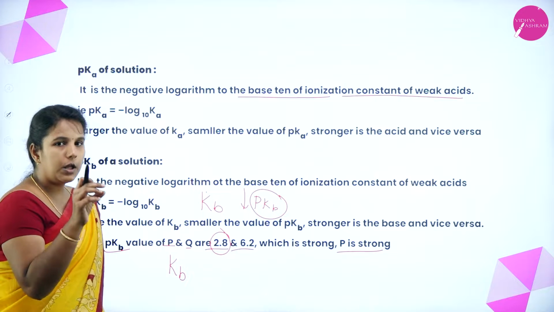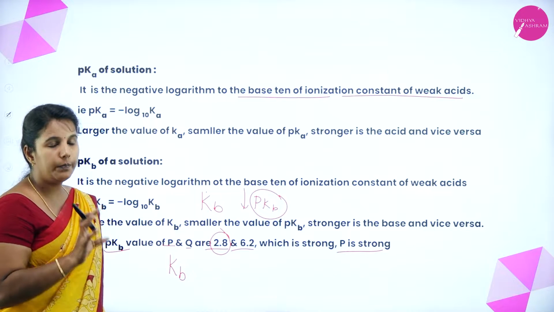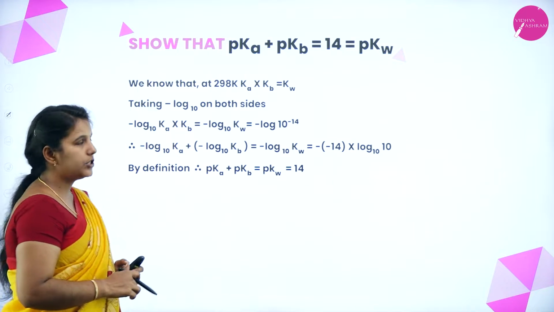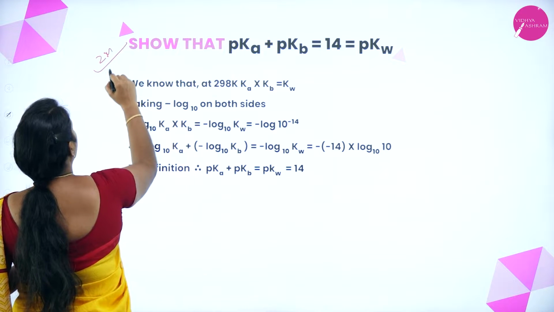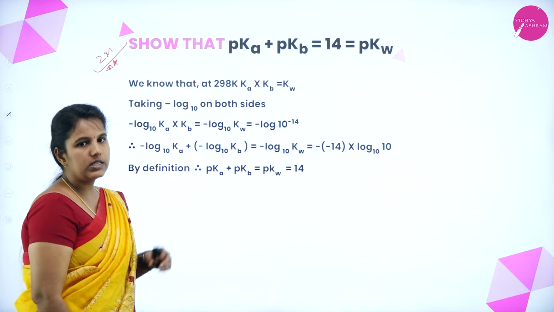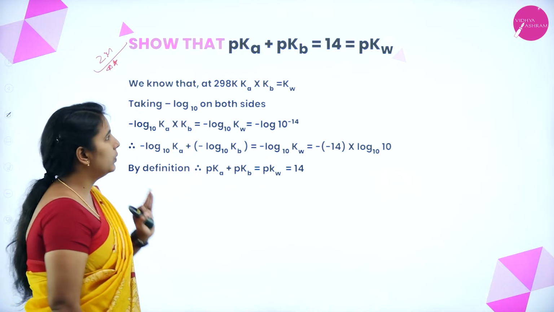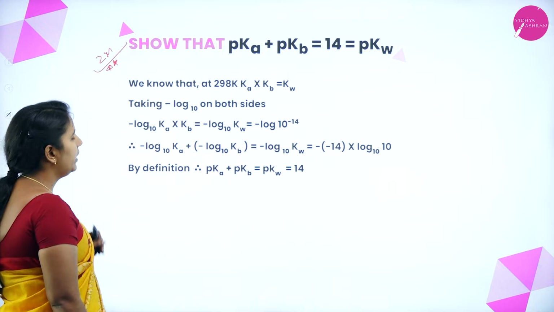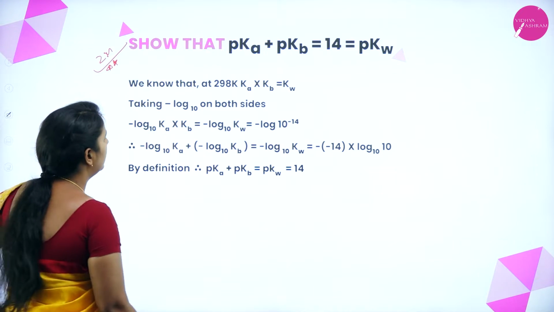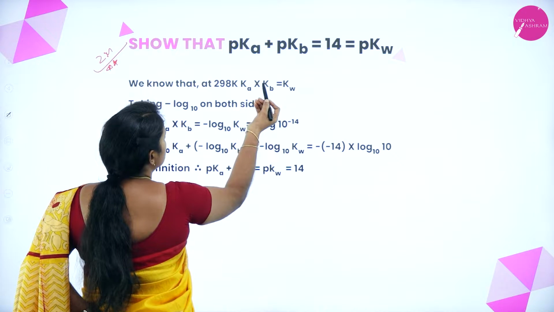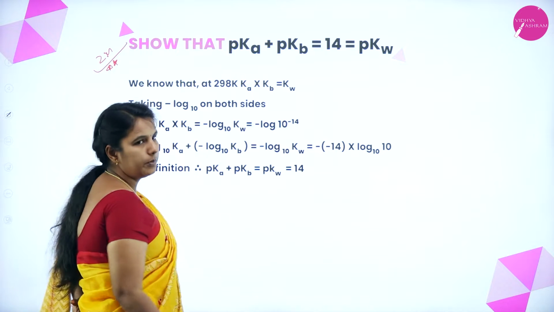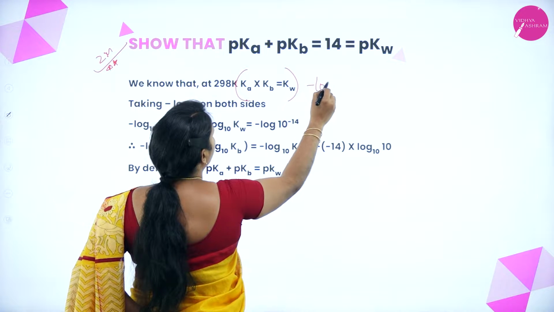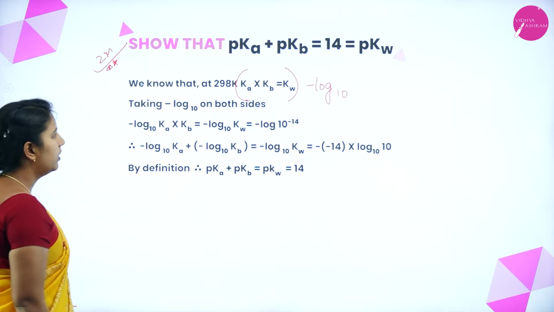This is how the pKa and pKb of a solution can be defined. Next, we have one more derivation, and again it can be asked for 2 marks, and it is an important derivation. That is pKa plus pKb, which is equal to 14, which is equal to pKw. We know that at 298 Kelvin, the dissociation constant of a weak acid multiplied by the dissociation constant of a weak base is equal to the ionic product of water. Correct? Now, for this equation, I will take the negative log base 10 on both sides.